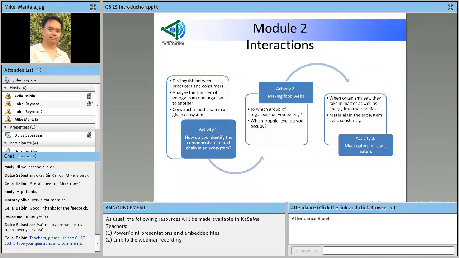Okay, so here are the activities for Module 2. Activity 1, how to identify the components of a food chain in an ecosystem. Making food webs, that's activity 2, and meat eaters versus plant eaters. Again, you have this in your learners modules. So a logical consequence of knowing how diverse our country is, that's taken up in module 1, is of course knowing as well how all these species interact with each other to keep the balance in our ecosystems.